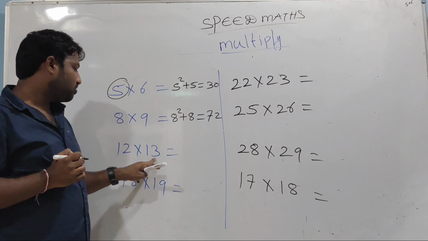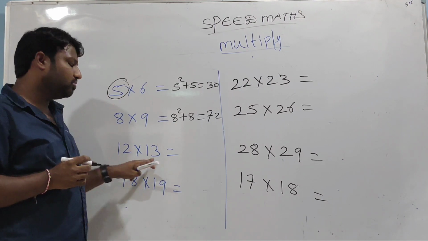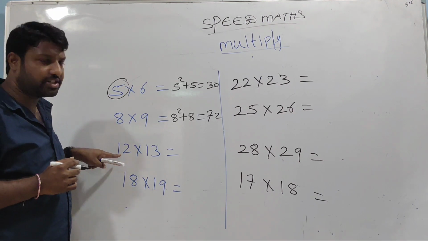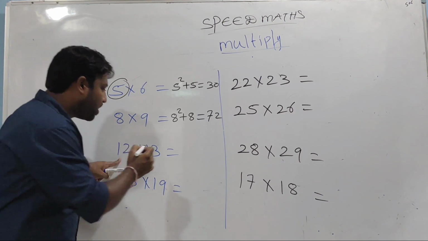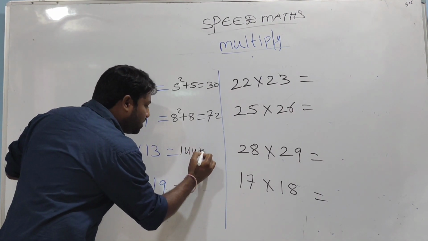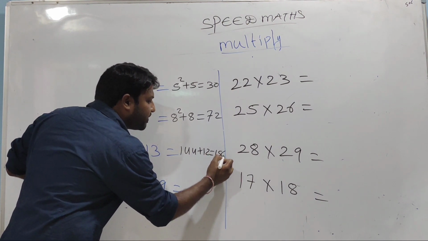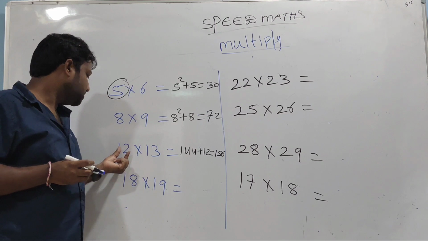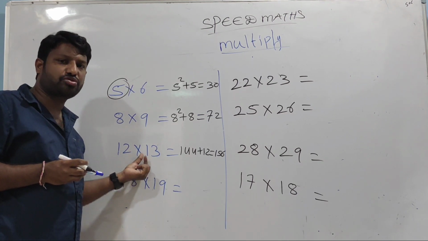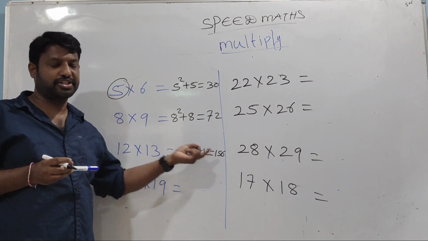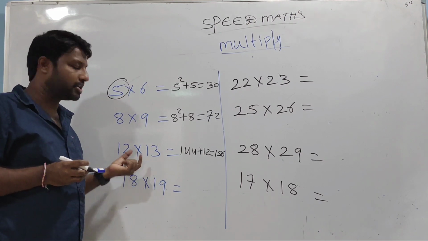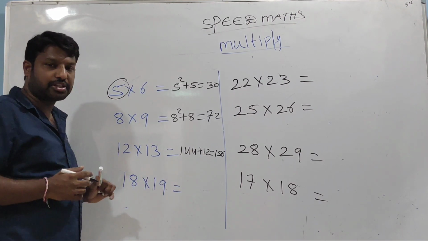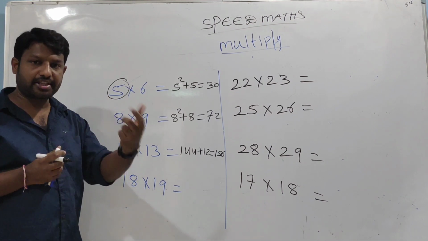Now see this, sir. 12 into 13. So 12 into 13, what you will do? Instead of multiplying directly 12 into 13, I will square this number. 12 square, I know 144. 12 square is 144 plus 12. It will be nothing but 156. Okay, now instead of multiplying, I am adding. So 12 square, I know 144 plus 12. I am getting 156. Directly I am not multiplying 12 into 13. 12 square I am doing, I am adding 12. Okay, now if consecutive terms are there, you square the first number and add that number.